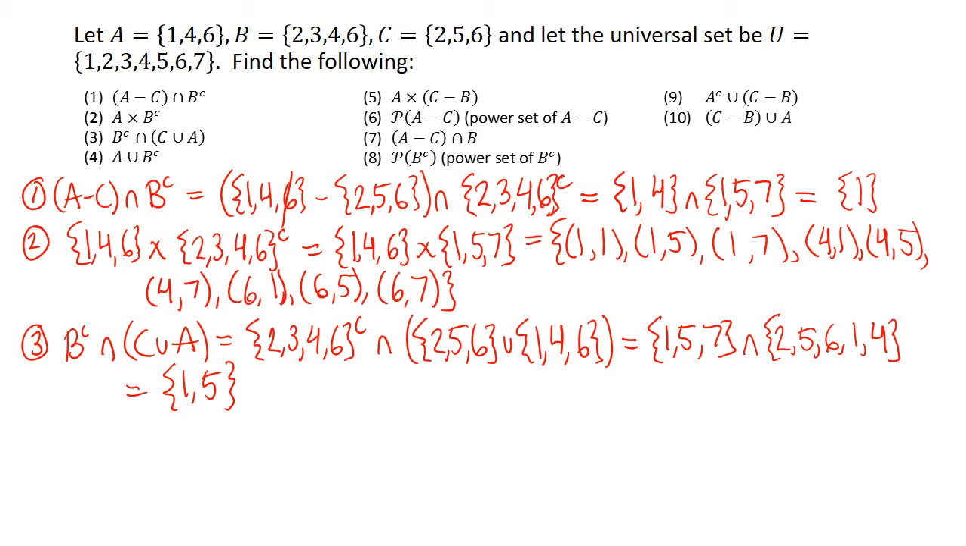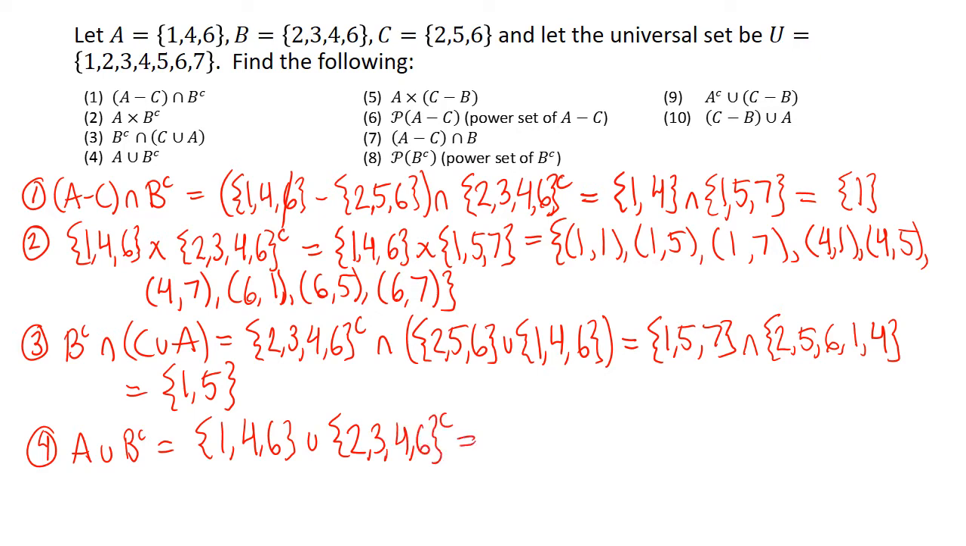Okay, so number 4. So the union of A with B complement again. I guess I did a lot of B complements, didn't I? Okay, so A is 1, 4, 6. And then B complement, so that's going to be 2, 3, 4, 6 complement. So I'll do B's complement first. Okay, so the complement of B is again just 1, 5, 7. Sorry, that really doesn't look like a curly brace. Okay, that's a little better.